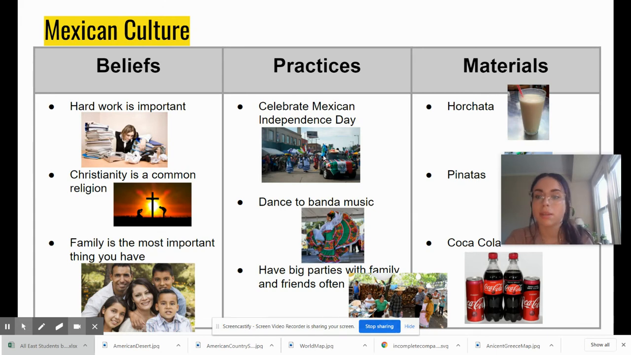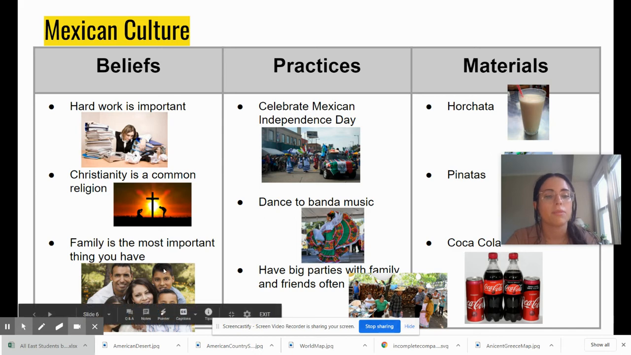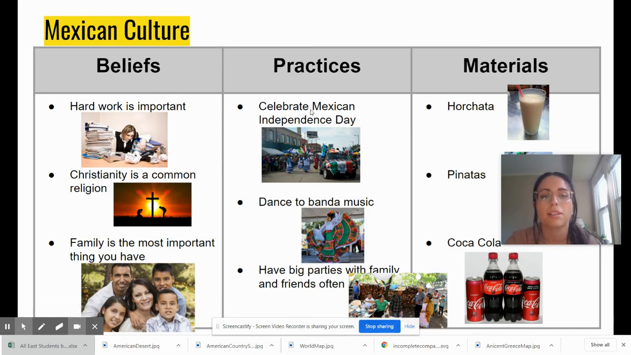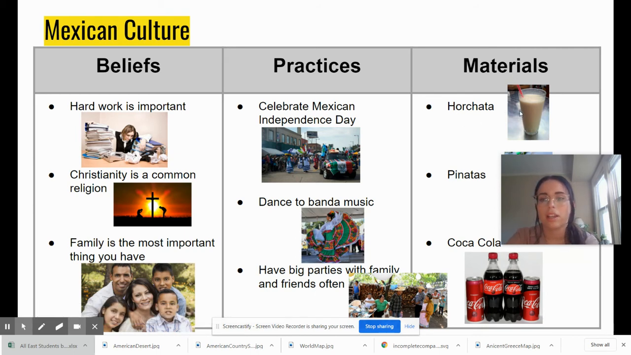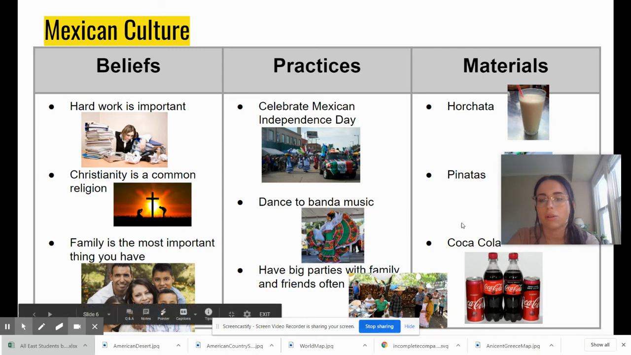Mexican culture is similar, but still pretty different. They also believe hard work is important, that Christianity is a common religion there, and family is the most important thing you have. That's what makes them a little bit different. Their practices include celebrating Mexican Independence Day, dancing to banda music, and having big parties with family and friends often. Some of the materials include horchata, piñatas, and Coca-Cola.